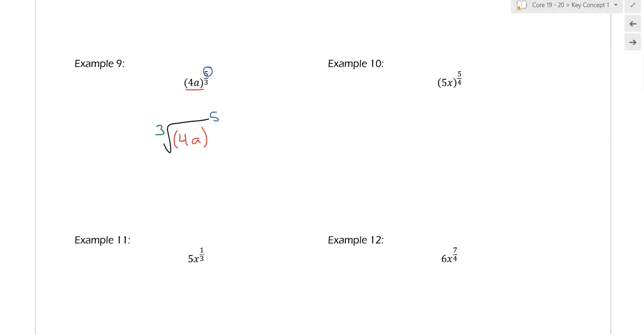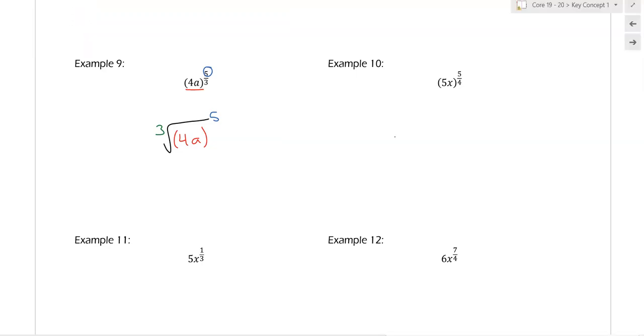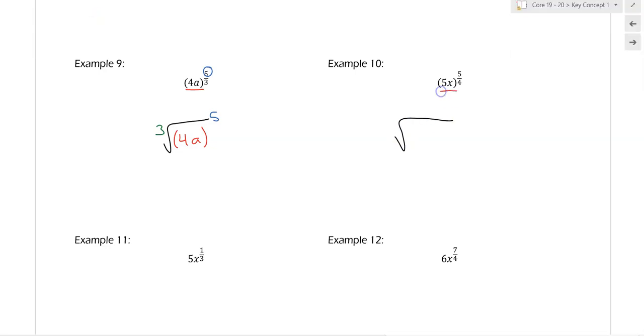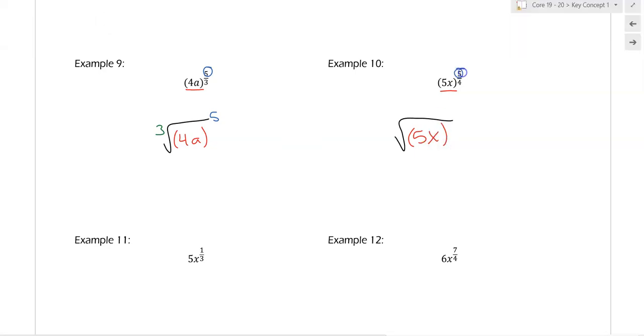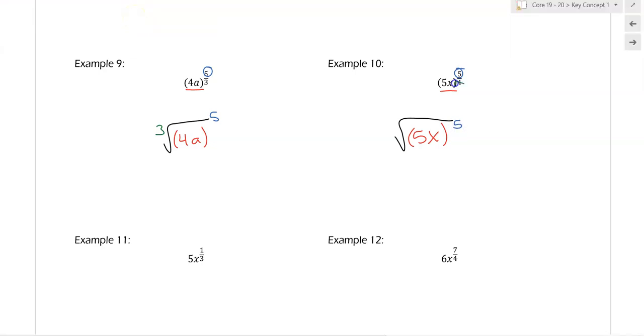All right, at this time, you should have an answer for example 10. Again, it's radical form. These live together, so I have a 5 and an x under there. The exponent, our right, is 5, and our left is 4. So we get the 4th root of 5x to the 5th.